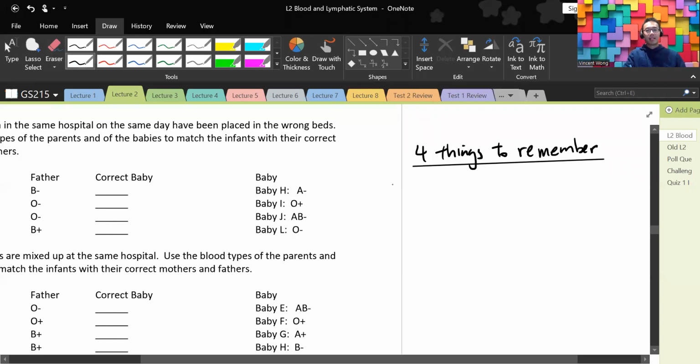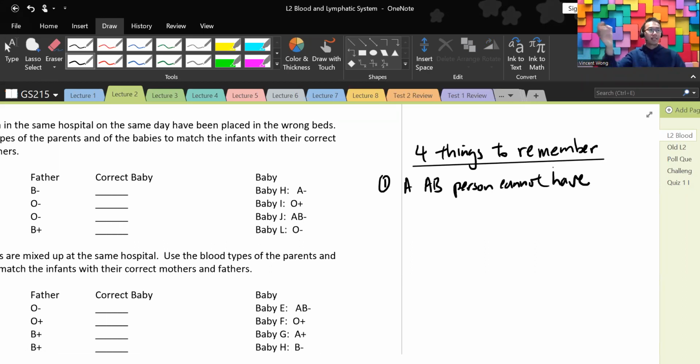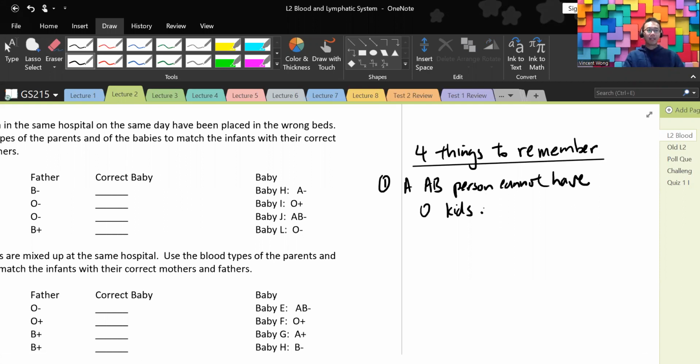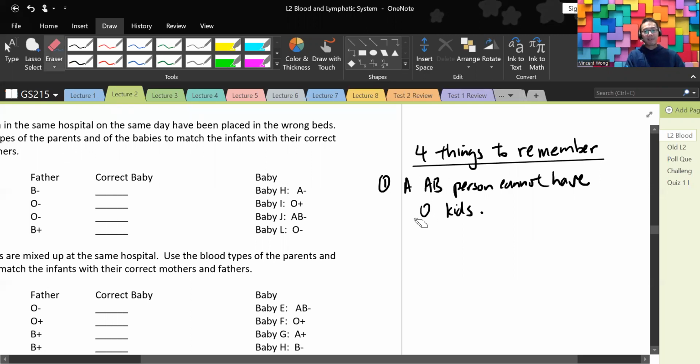So four things to remember. Number 1: an AB person cannot have what kind of kids? Doesn't matter who they marry. Exactly, they cannot have O kids. That's because in order to have a type O kid, you must pass on one little i, and your partner will need to pass on another little i. So biologically, an AB person cannot have a type O kid, because you don't have a little i to pass on.